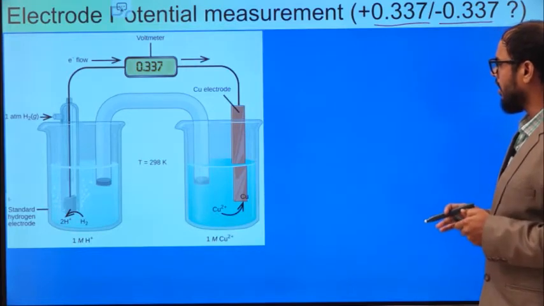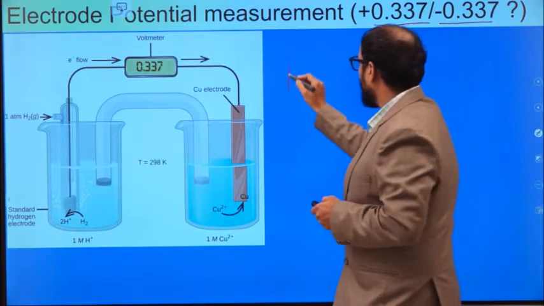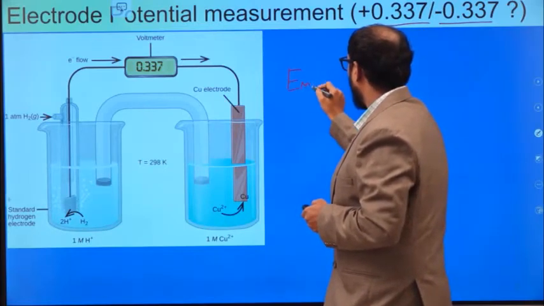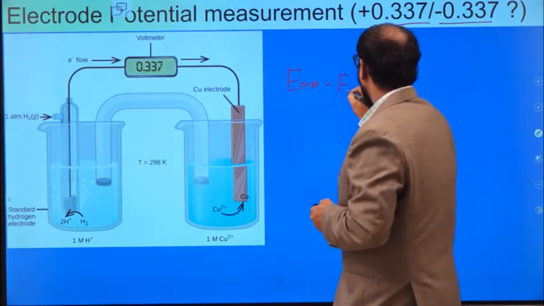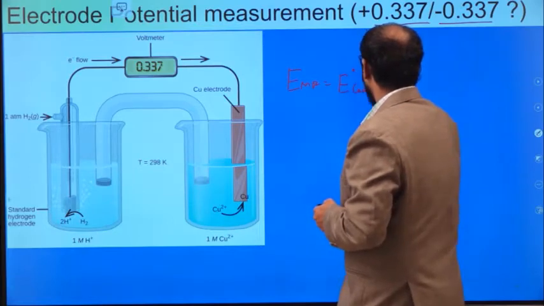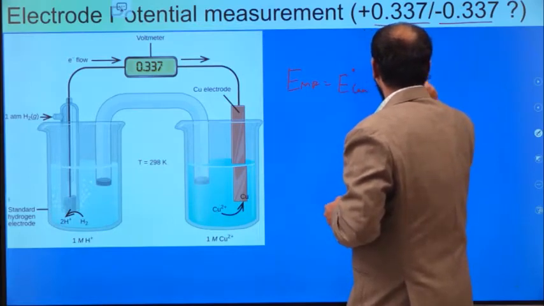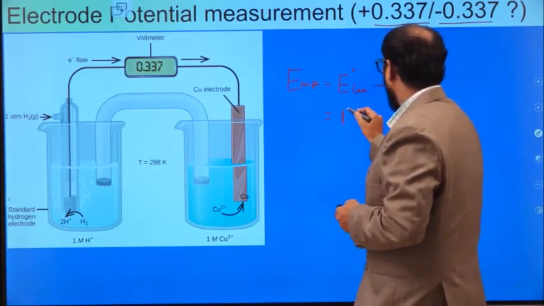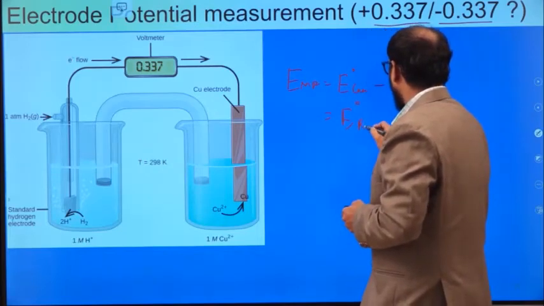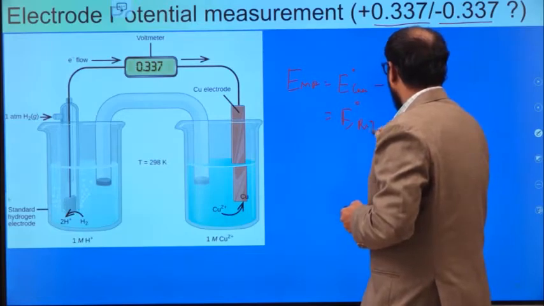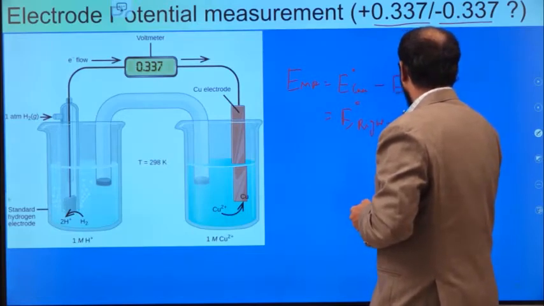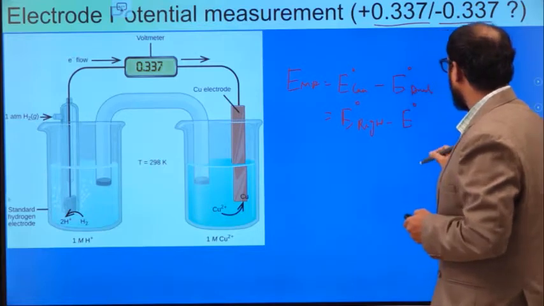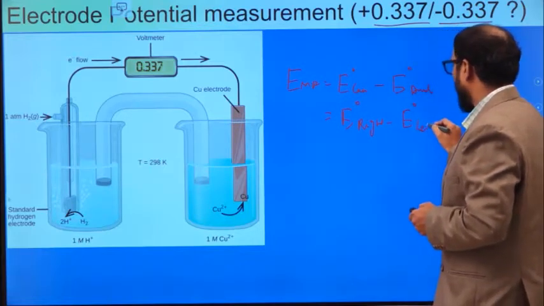We should know that EMF is equal to E cathode at standard condition minus E anode, or similarly, the electrode potential of the half cell which is at the right side minus the electrode potential of the half cell which is placed at the left side.